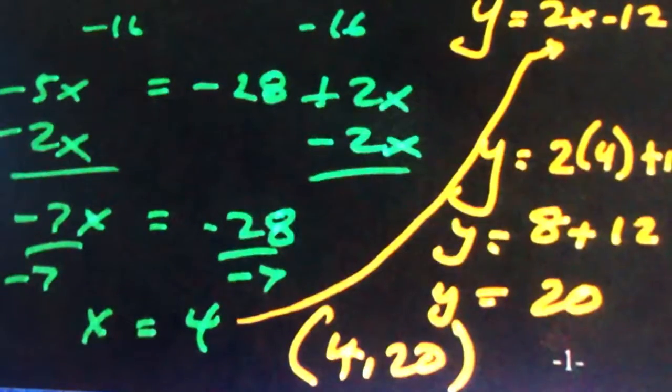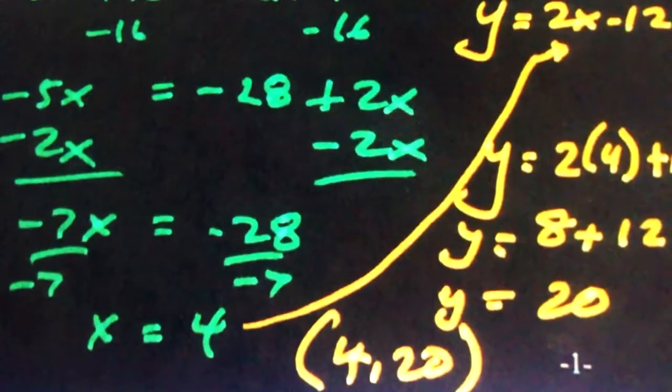In other words, if we were looking at a graph, we would find the point for the 4 value for x and then the y value, and on that point would be the place where these two lines would cross. Very precise, this one, and it's substitution.